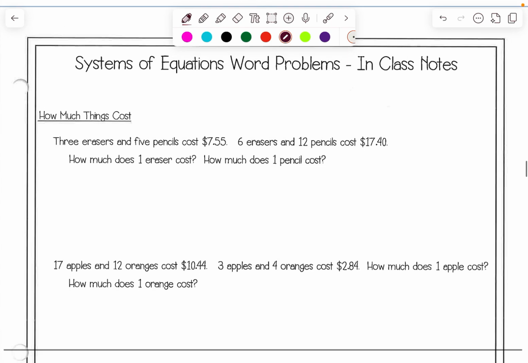My darlings, now this one is systems of equations, word problems, continued, part 2.